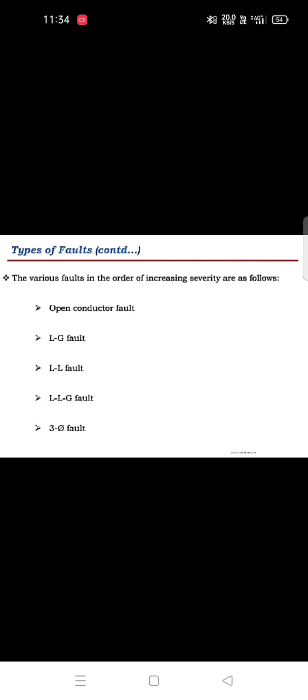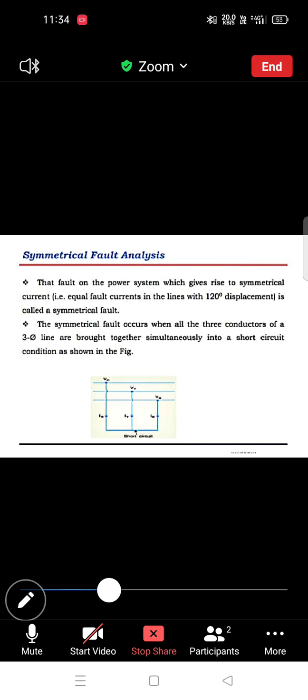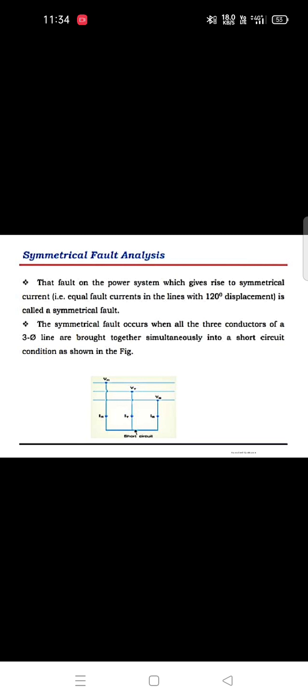Okay, afterward we already saw the types of faults. Now we will see more about symmetrical fault analysis. The fault on the power system which gives rise to symmetrical current is called a symmetrical fault, which has equal fault current in the lines with 120-degree displacement.